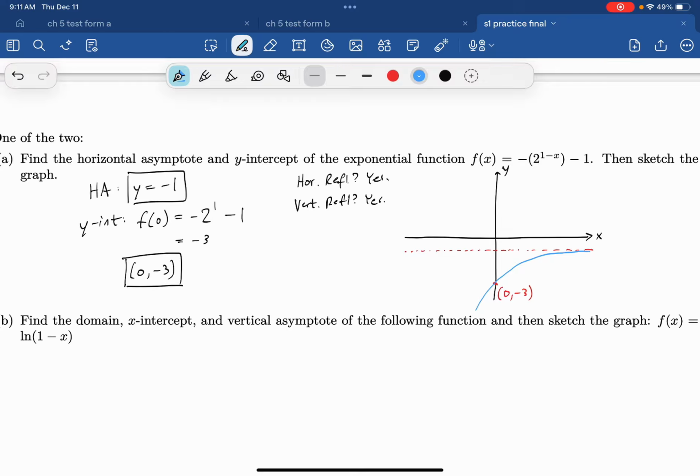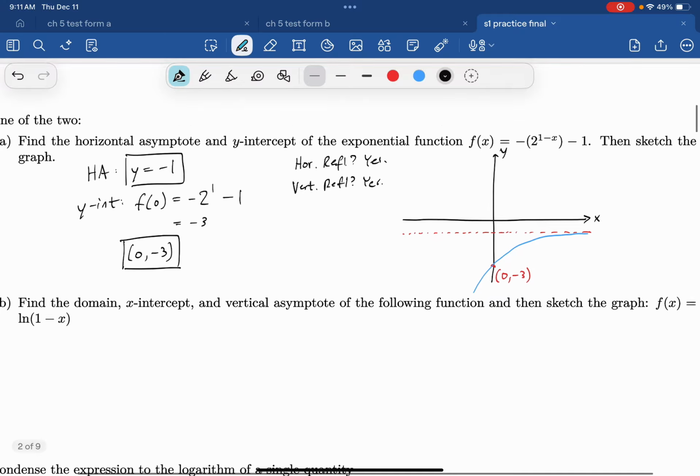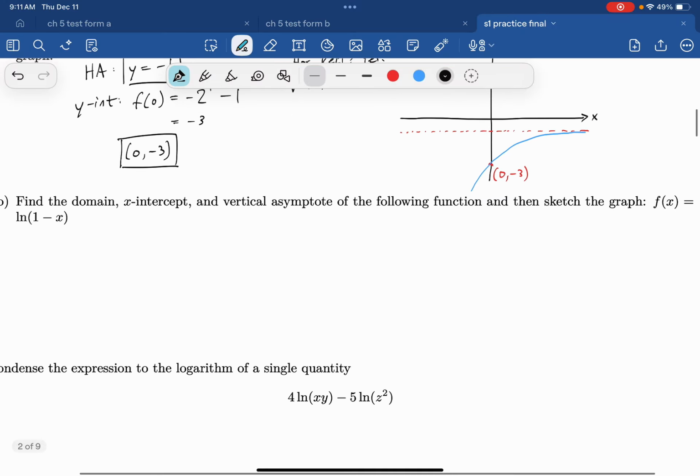To do the next one, which uses very similar principles, just now we're doing a logarithmic graph. So if you recall, the exponential graph looks like this. So this is e to the x. The exponential graph always has a horizontal asymptote, but the logarithmic graph has a vertical asymptote, and it'll look like that. This would be a log graph. If you notice, they're inverses of each other, so they're reflections across the y equals x line.